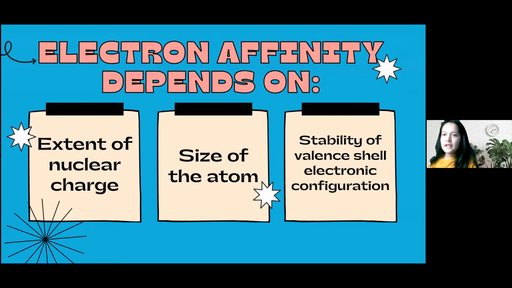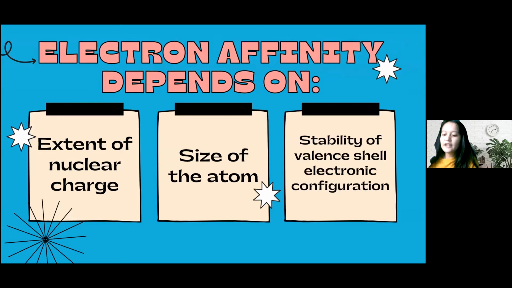Electron affinity depends on, first, extent of nuclear charge. An atom's nuclear charge is equivalent to its atomic number, or the number of protons. As a result, the higher the atomic number, the stronger the attractive force acting on electrons and the greater the electron affinity. Second, size of the atom.